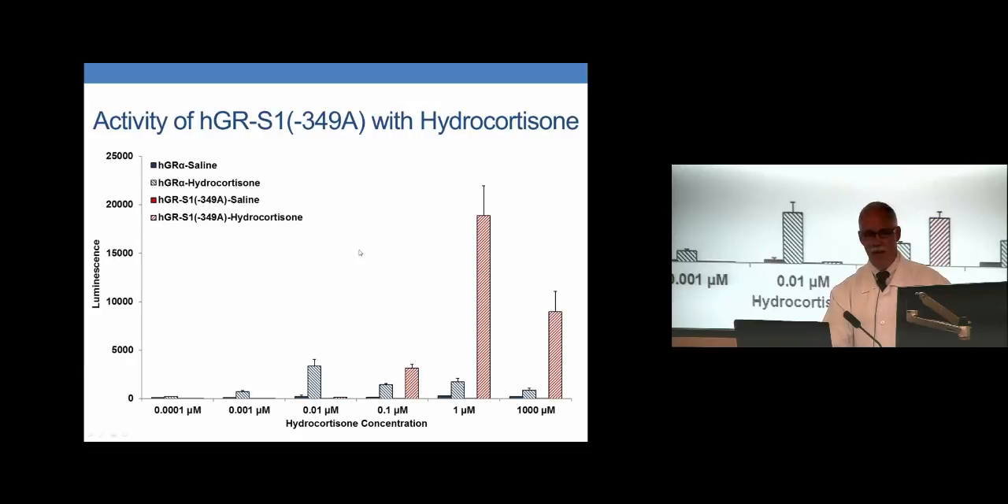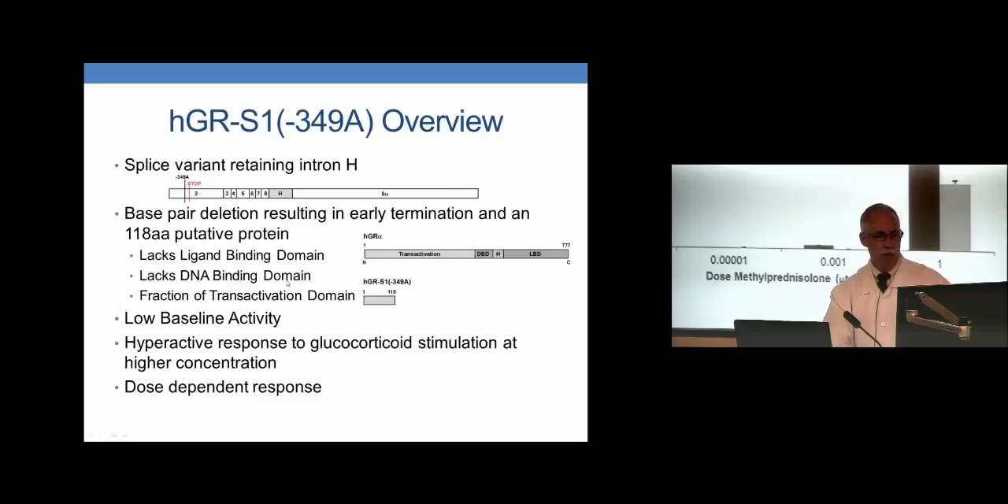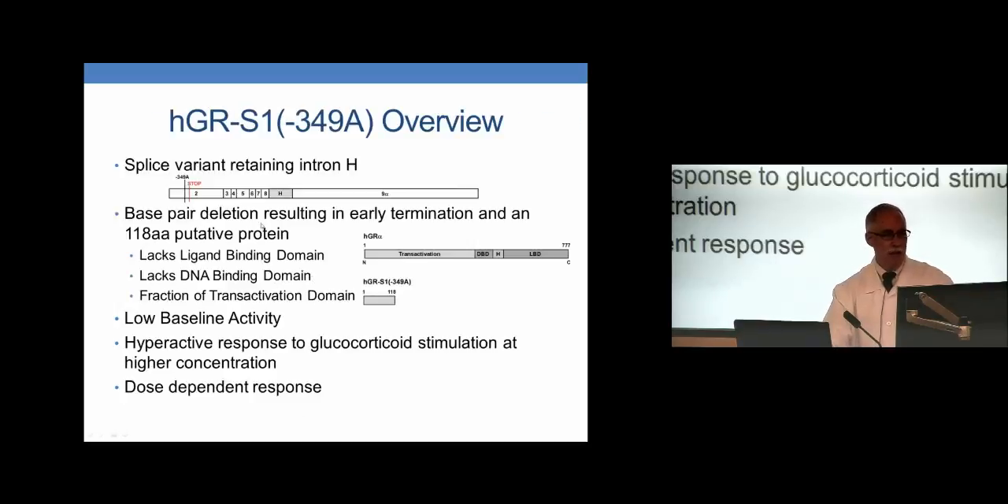So wait a minute, how does that work? We found this multiple times. We've published this work now. Aaron Baker, who just left, did a lot of this work. We also saw that with methylprednisolone. And so it seems that even though normally you have all these parts, this 118 fragment doesn't have the DNA binding domain, and it doesn't have a ligand binding domain. We don't know how that works.